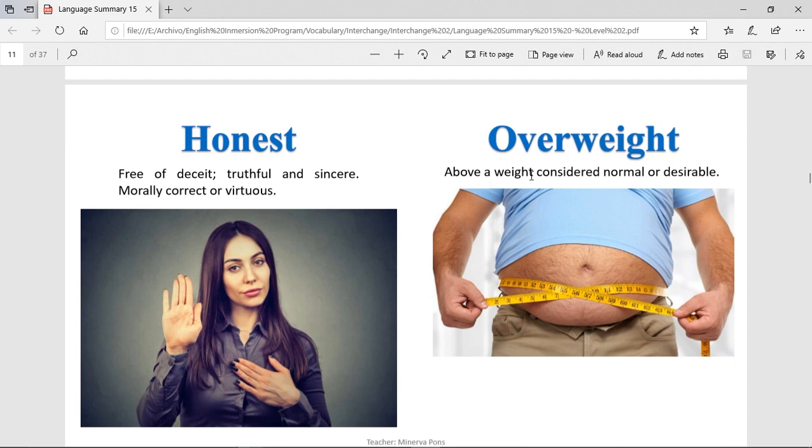Overweight. Above a weight considered normal or desirable. If the normal weight for a person like you is 100 pounds and you are 150 pounds, then you are overweight.